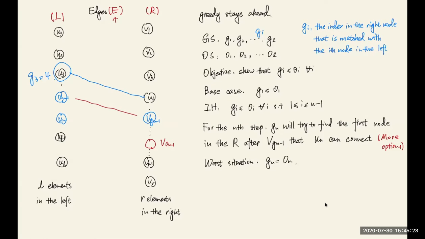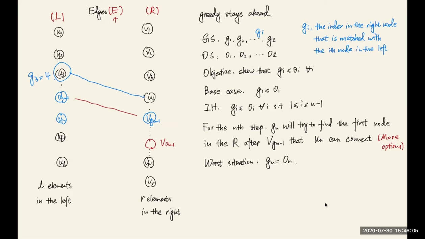This is very important. Do this definition at the very beginning when you're trying to use greedy stays ahead. And our objective is basically to show that GI is less than or equal to OI. It means the index in the right node that is matched with the ith node in the left will be less than or equal to O of I when we're using the greedy strategy. I think it's kind of hard to follow, especially with this poor notation.